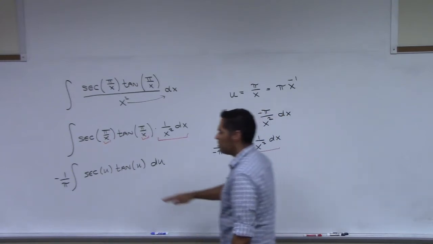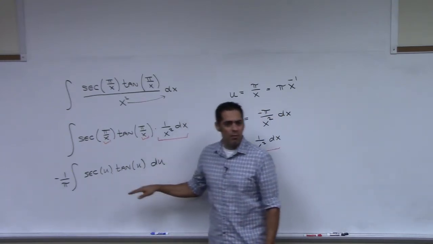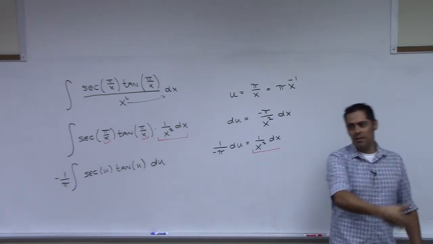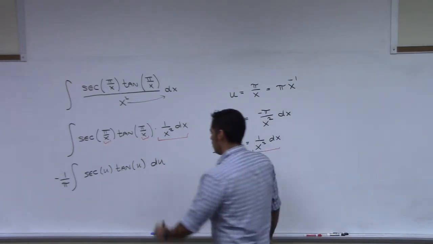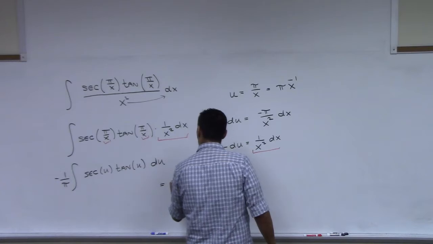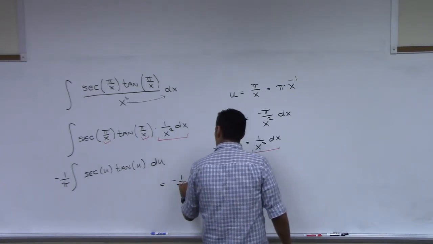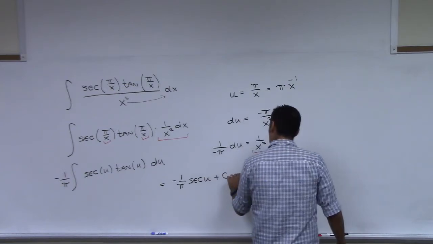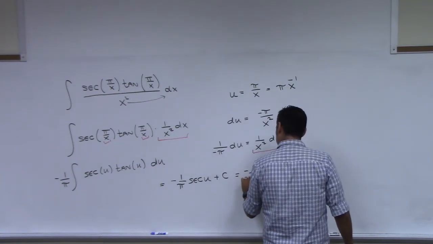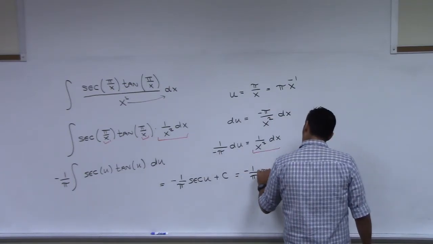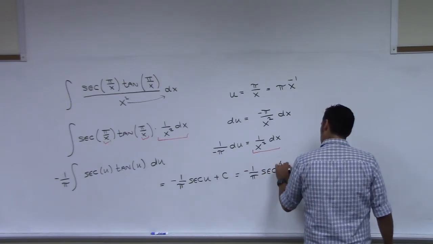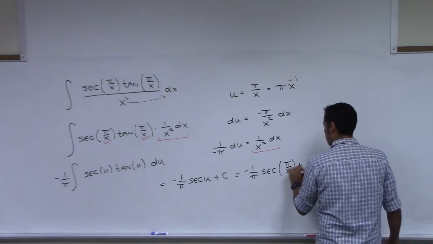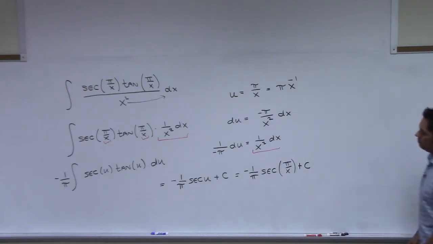So you have to recognize this as one that we saw in Cal 1. The derivative of secant x is secant x tangent x. So the antiderivative of it is just secant. So negative 1 over pi, and then I have secant u plus a constant, and then I replace u with pi over x plus c. There it is.